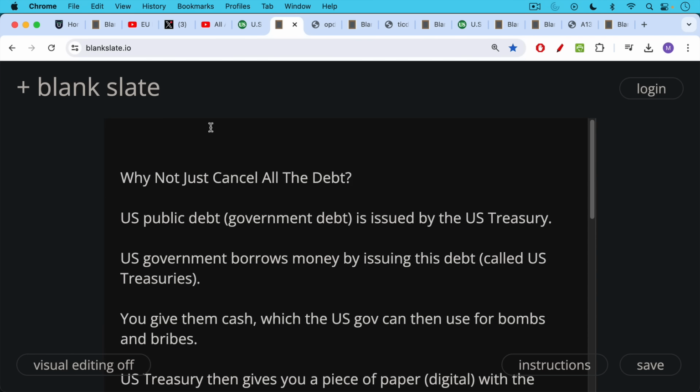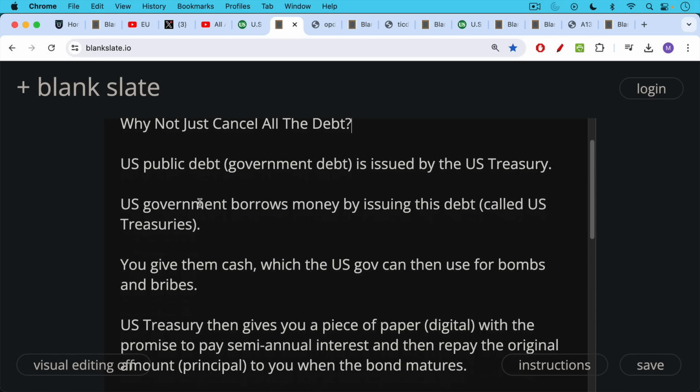So the question came up in the comment section, why not just cancel all the debt? That's what I'm going to talk about today, but we first have to make sure everyone's on the same page. U.S. public debt, also known as government debt, is issued by the U.S. Treasury. That's why these are called U.S. Treasuries. The U.S. government borrows money by issuing this debt. Basically, you give them cash, which the U.S. government can then use for bombs and bribes.